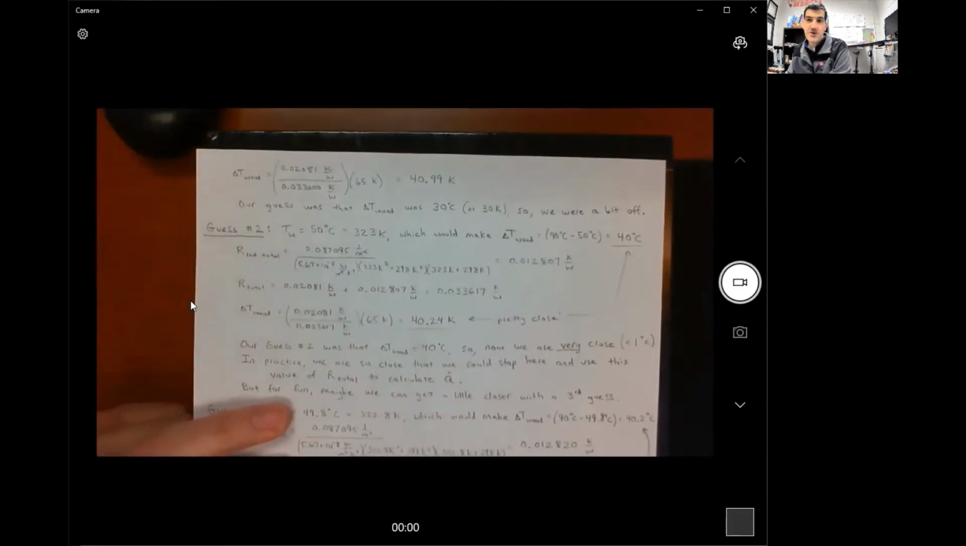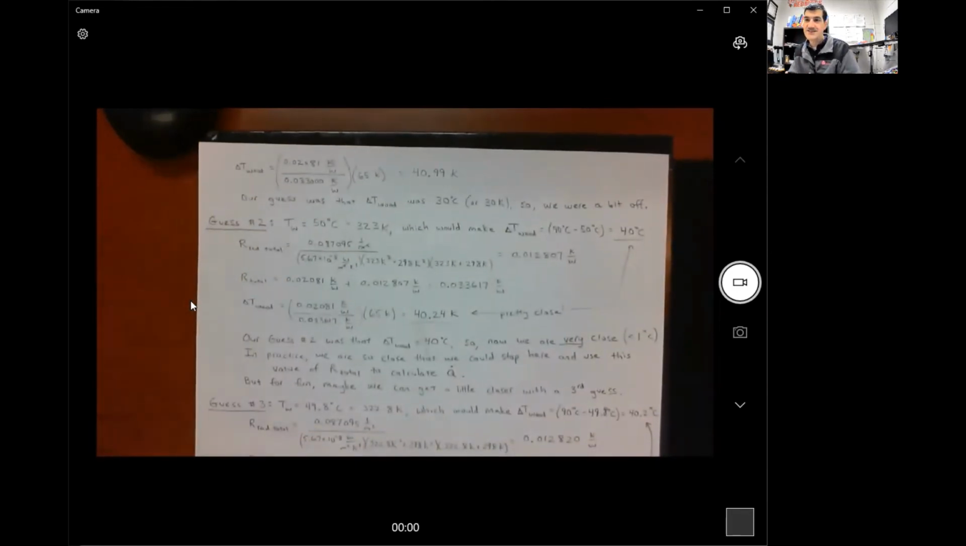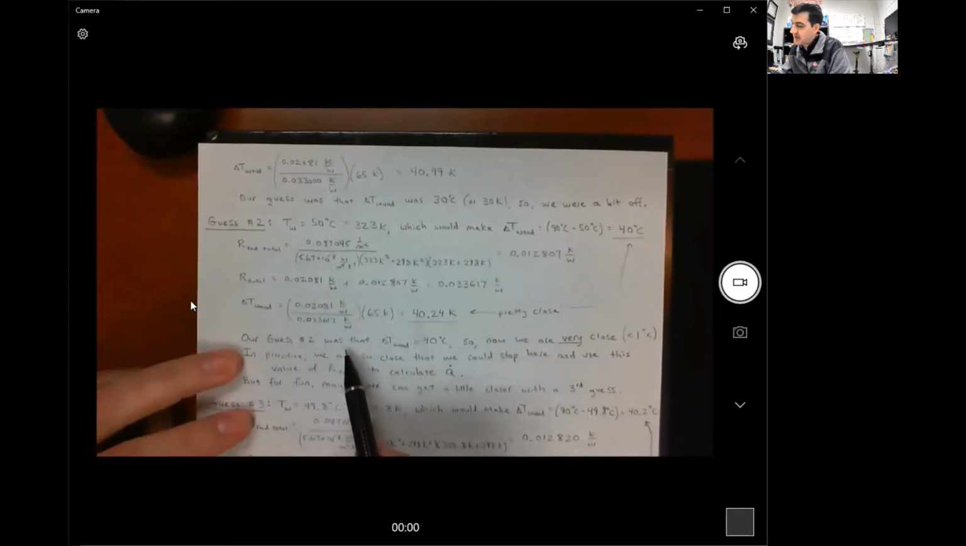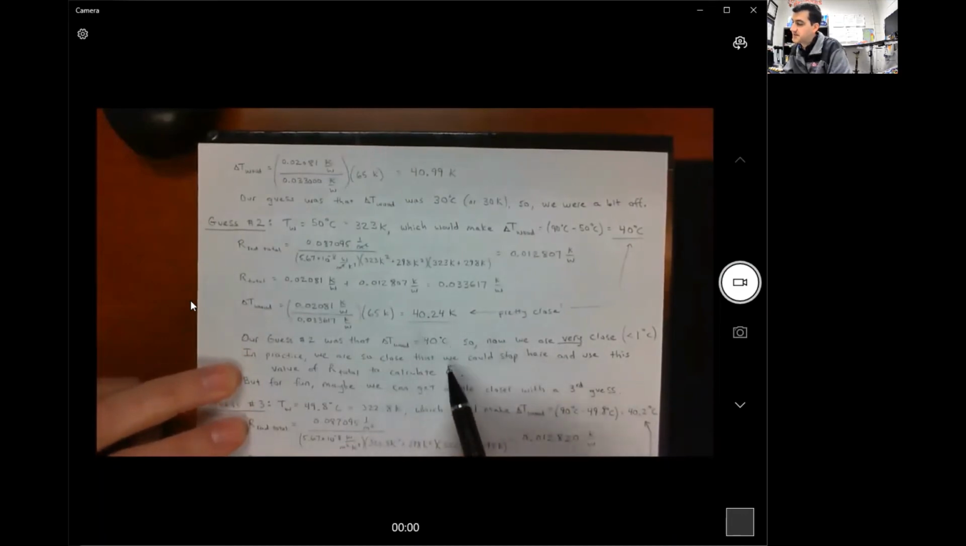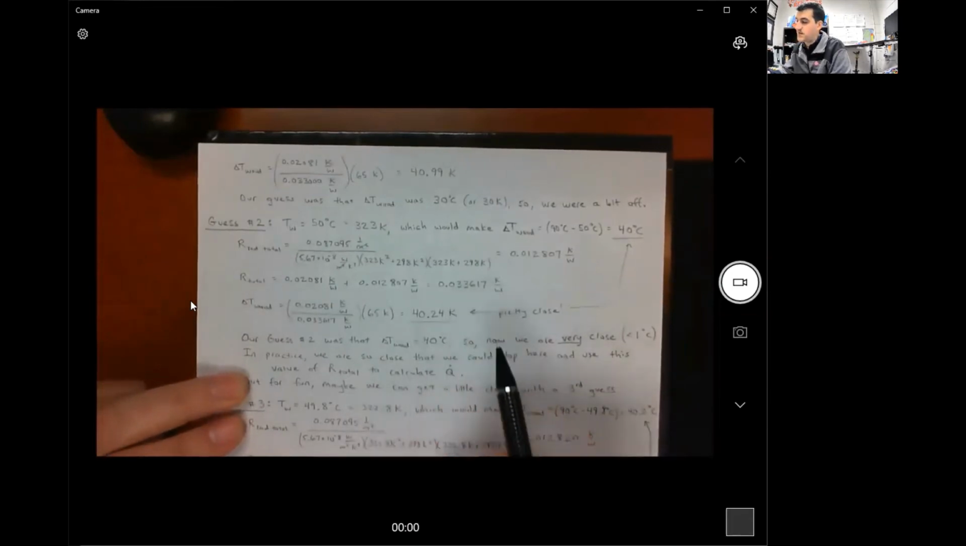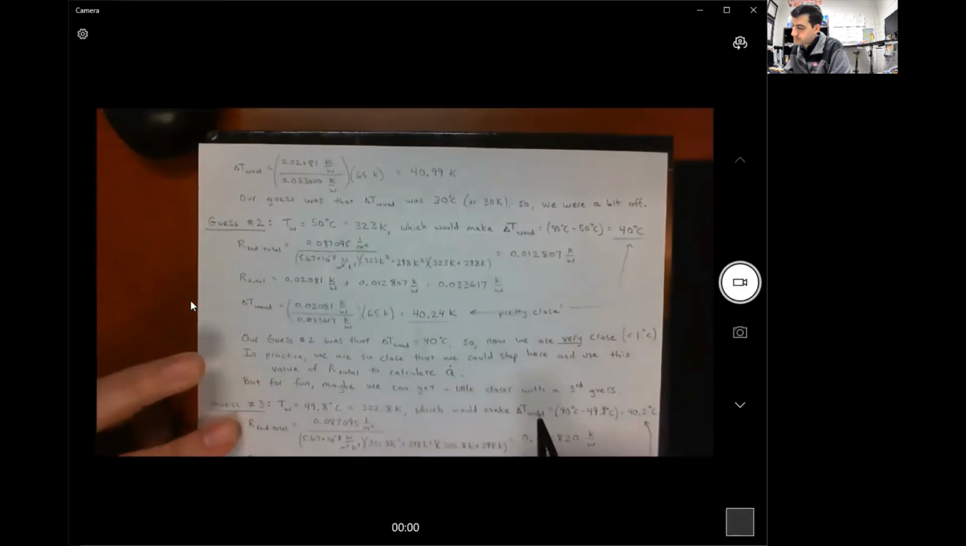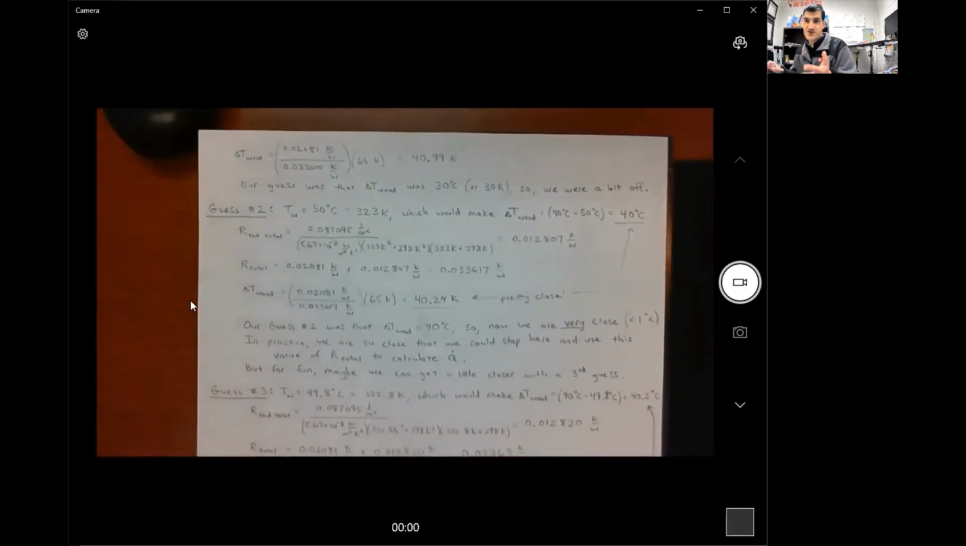But I'm going to do it one more time, just for clarity's sake and to show how we're doing this. Our second guess was a delta T across the wood of 40 degrees Celsius, so that is very close. That's definitely close enough. We could stop here and use that value for our total to calculate Q dot. But just for fun and to show another demonstration, I'm going to do it again. I'm going to try and get even closer.